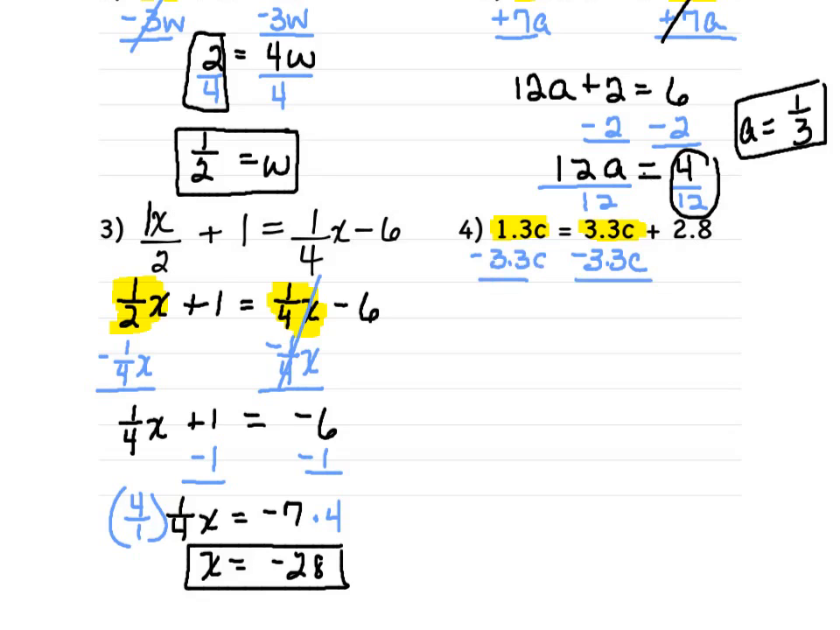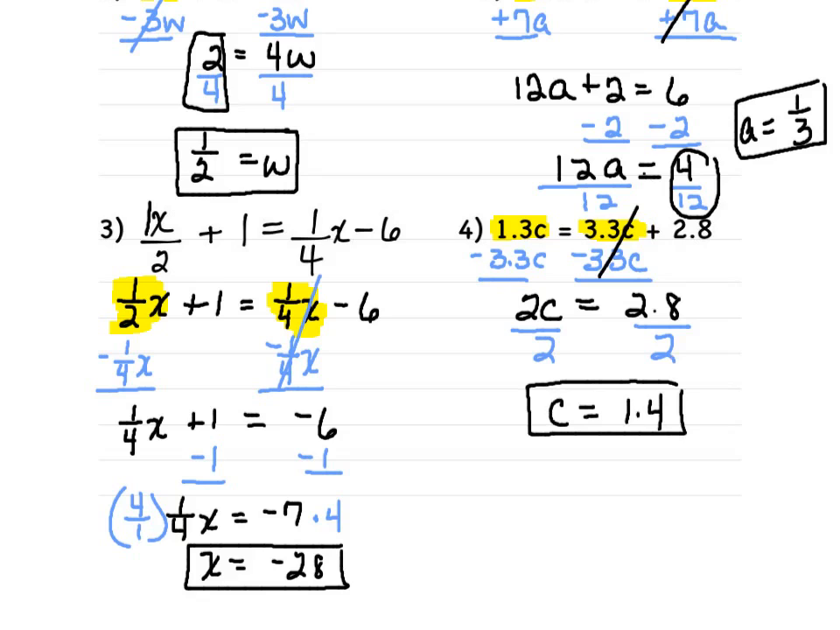Okay, let's go ahead and subtract. 1.3c minus 3.3c would give us negative 2c is equal to, that cancels out, positive 2.8. All right, now we have to undo that multiplication by dividing by negative 2. And so c equals negative 1.4, and that would be my solution.